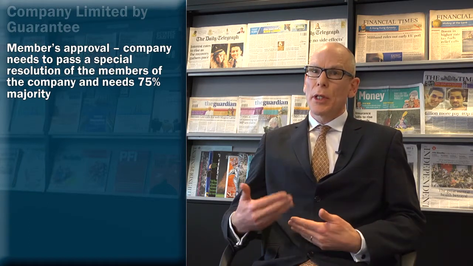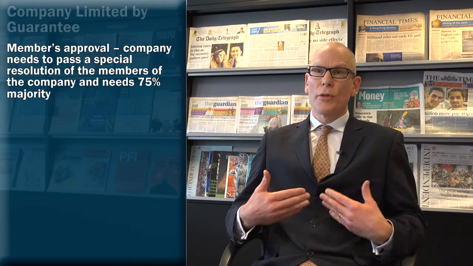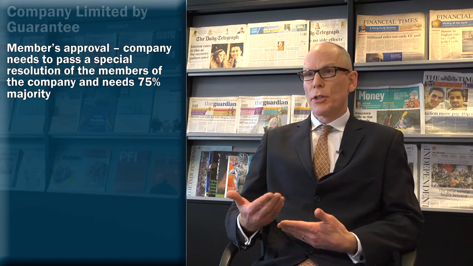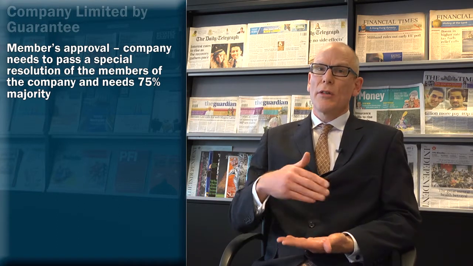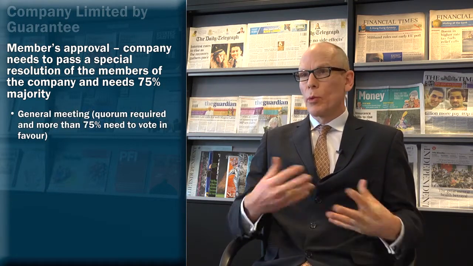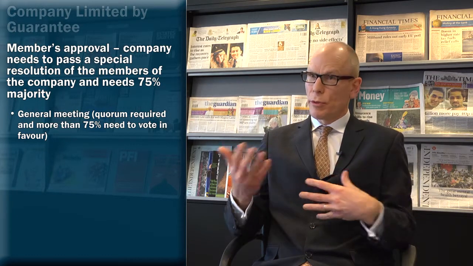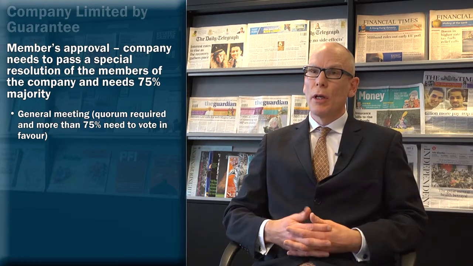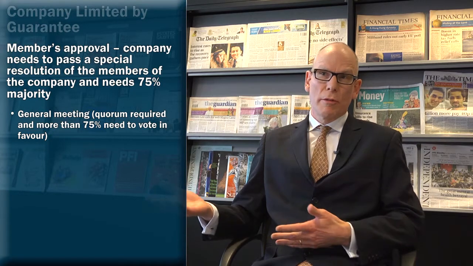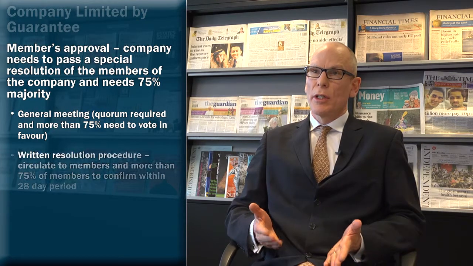So what needs to happen in company law terms is that the company needs to pass a special resolution. That's a resolution of the members of the company, and because it's a special resolution, it needs a 75% majority. And there are different ways of doing this. Either the board can convene a general meeting of the members, so there needs to be a quorum at that meeting, and then at least 75% of those who vote on the resolution, or the resolutions if you're doing it as more than one resolution, need to vote in favour, then that special resolution would be passed.